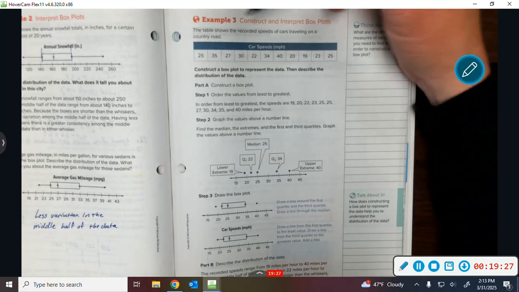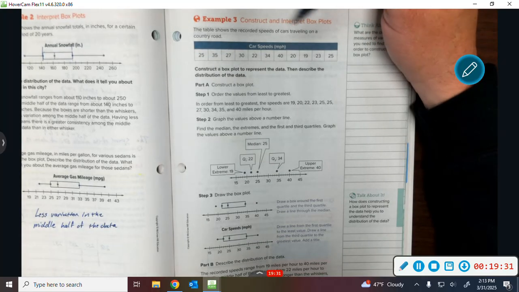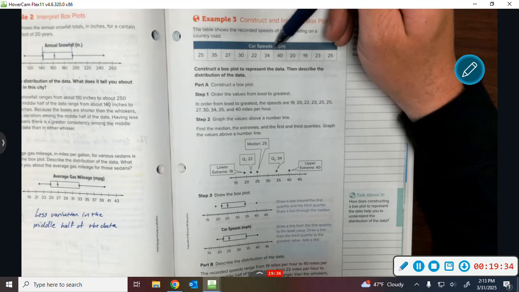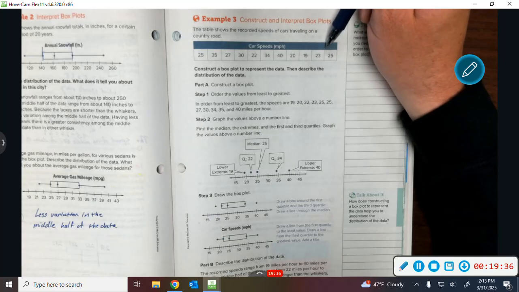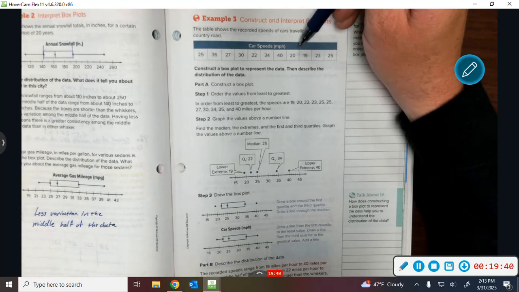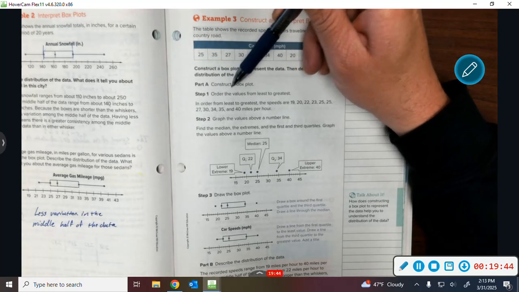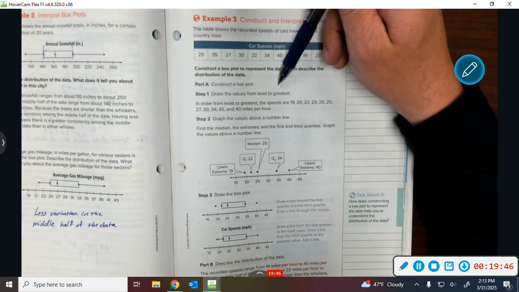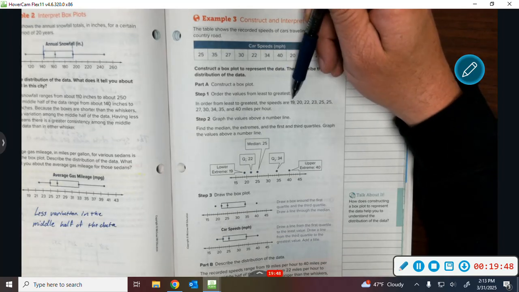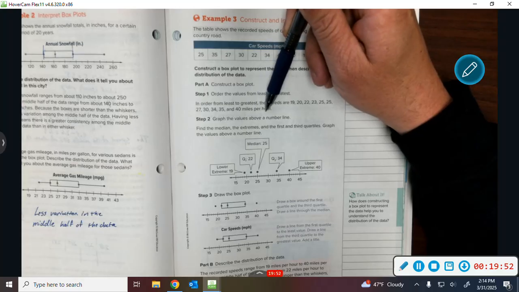Box and whisker plots. So here we have a table that shows the recorded speeds of cars traveling on a county road. Notice it looks like they are not in order from least to greatest. So we're going to probably need them in order from least to greatest. So the first thing we do is, it says step 1, order the values from least to greatest. So we do that. Then we're going to graph the values above a number line.